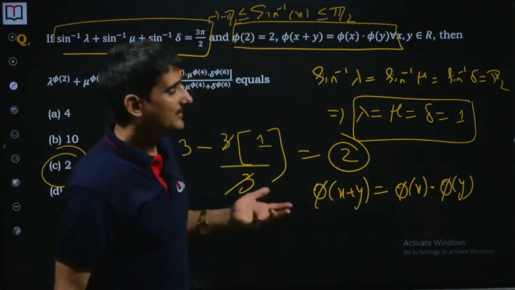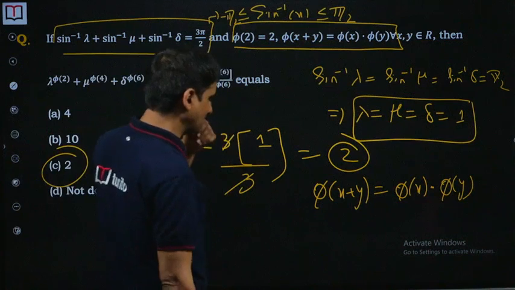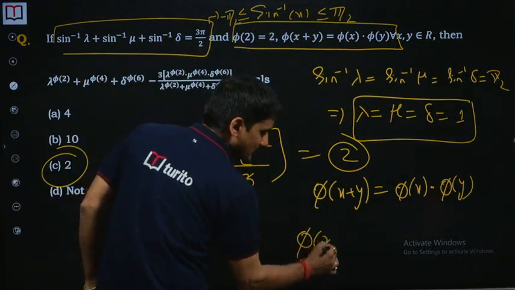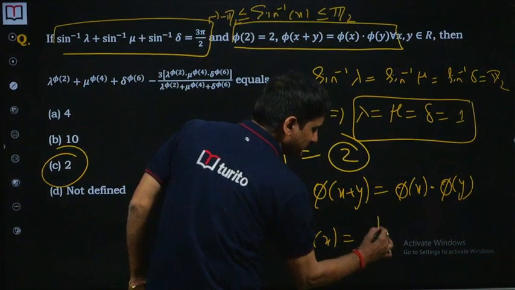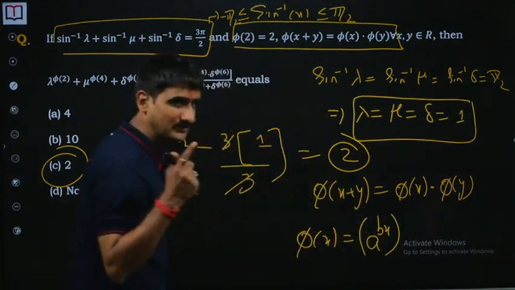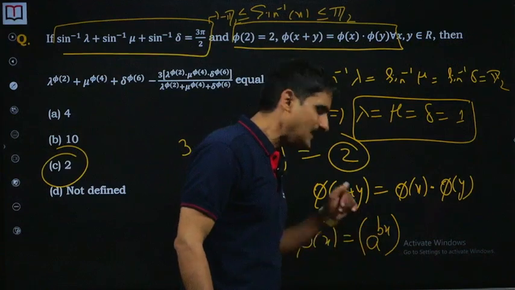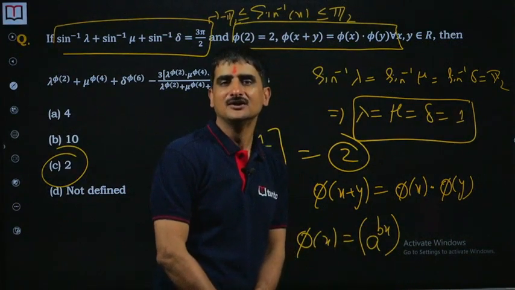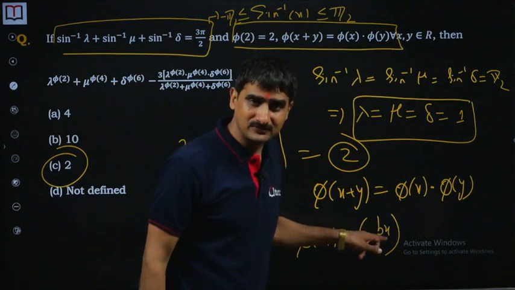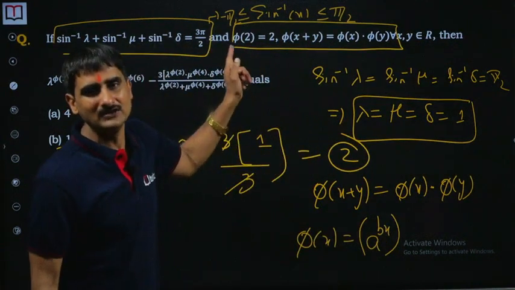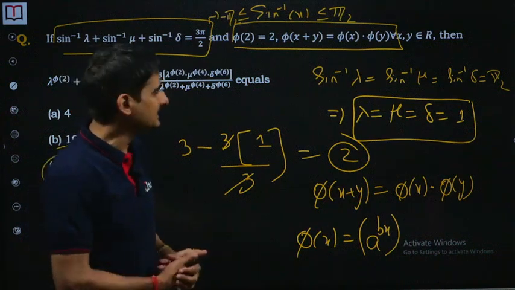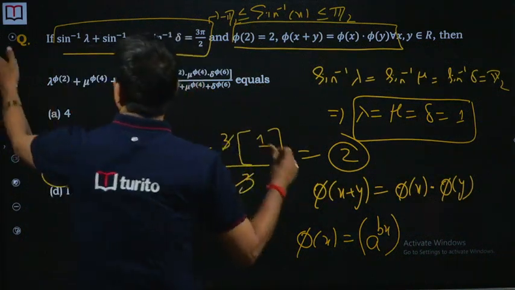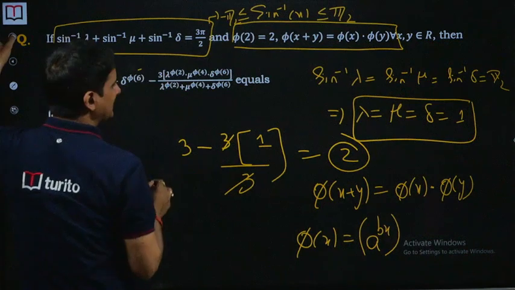But then, are we in a position to get it? No. Why? Because see, if I have to assume an exponential function, we'll be assuming it with two unknowns. The base is unknown, and we can have something as a product also, with the variable of the function. So we are given only one value, phi of 2 is 2. We can't get it.